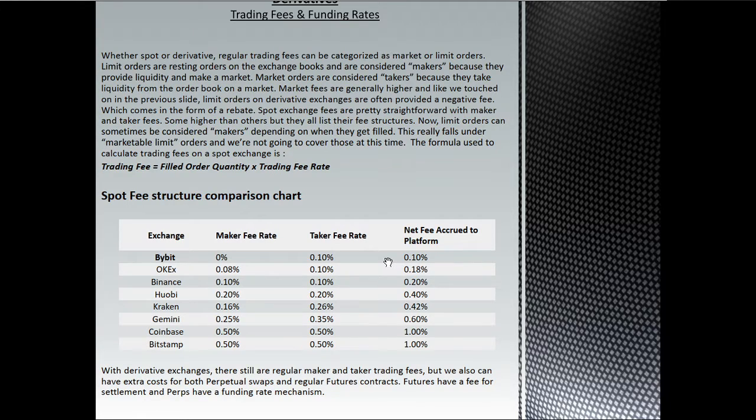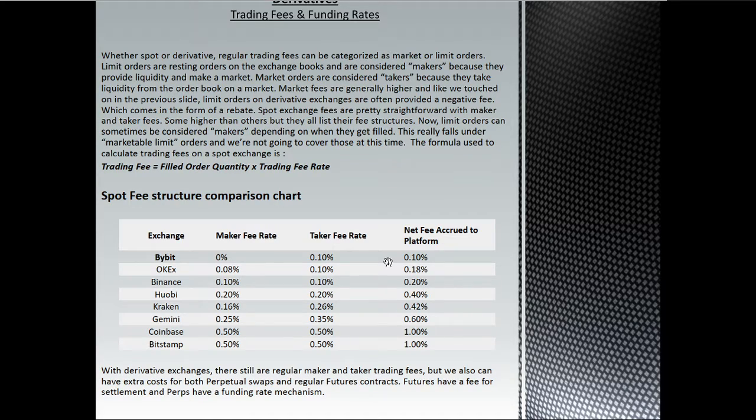Whether spot or derivative, regular trading fees can be categorized as market or limit orders. Limit orders are resting orders on the exchange books and are considered makers because they provide liquidity and make a market. Market orders are considered takers because they take liquidity from the order book. Taker fees are generally higher, and like we touched on in the previous slide, limit orders on derivative exchanges are often provided a negative fee, which comes in the form of a rebate.